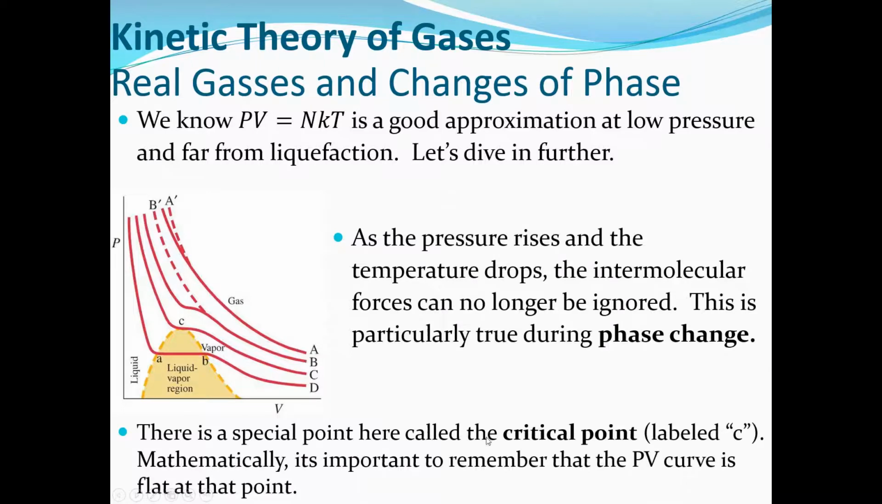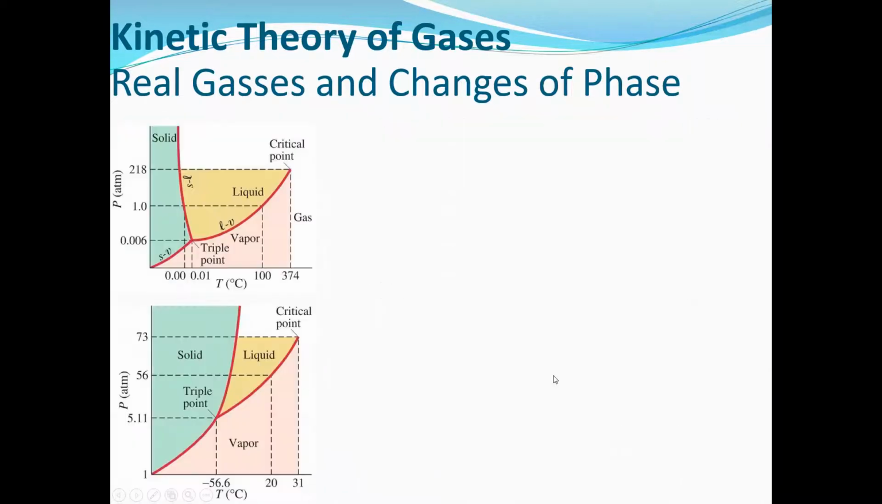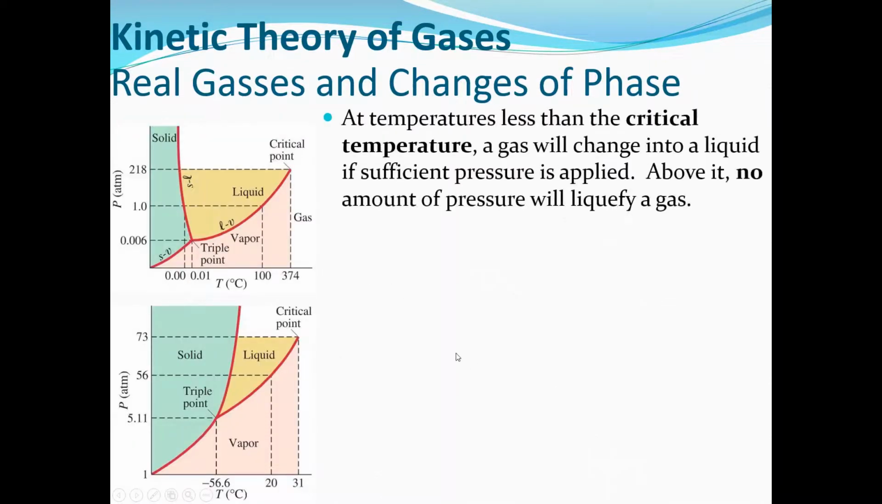Now, there's a special point called a critical point, this point right here. We'll mention this, but it's kind of the difference between a gas and a vapor. So we can actually make these types of graphs called pressure and temperature graphs. Now you'll notice there's two different graphs. I'll mention the difference later on, but one of the things that these graphs tell us is the phases.